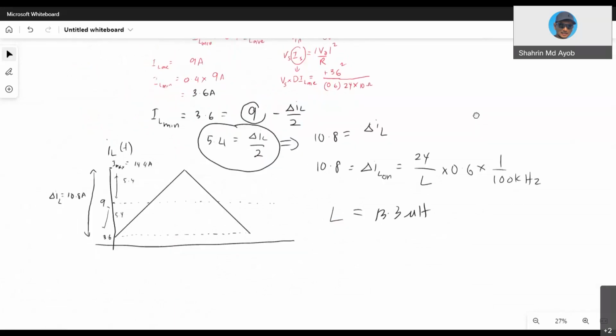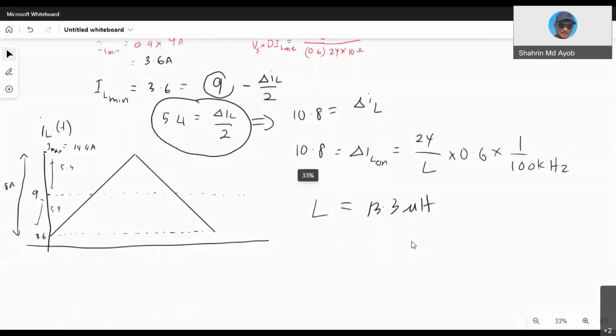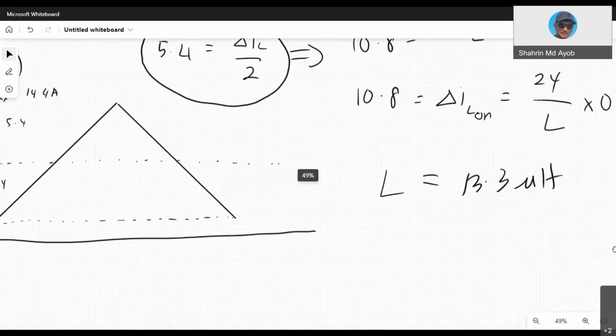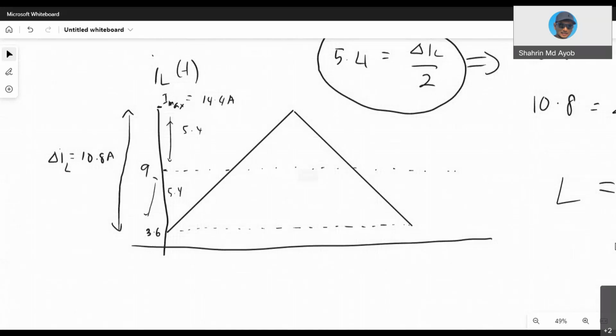Okay. So right now I hope you are clear, the most important thing is actually the waveform lah. I hope you know the relationship: what is delta IL over 2, what is delta IL, what is IL average, the relationship. Okay? Okay, next is on the ripple voltage.